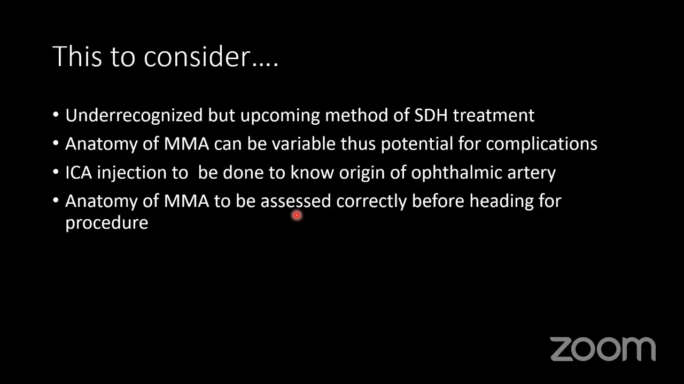And it is better to always take an ICA injection to know the origin of the ophthalmic artery by seeing the choroidal blush. And anatomy of the MMA is to be assessed by superselective angiogram of the external carotid artery before going for the procedure.